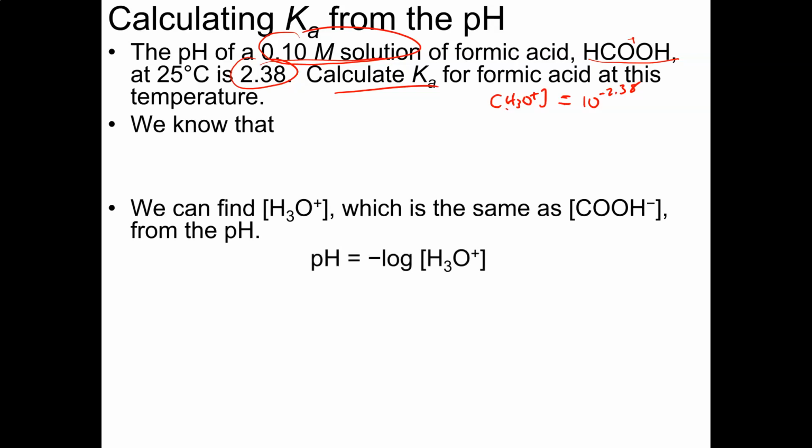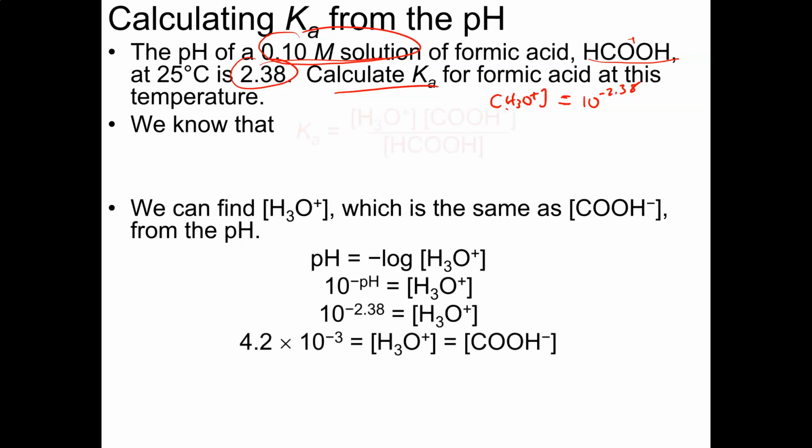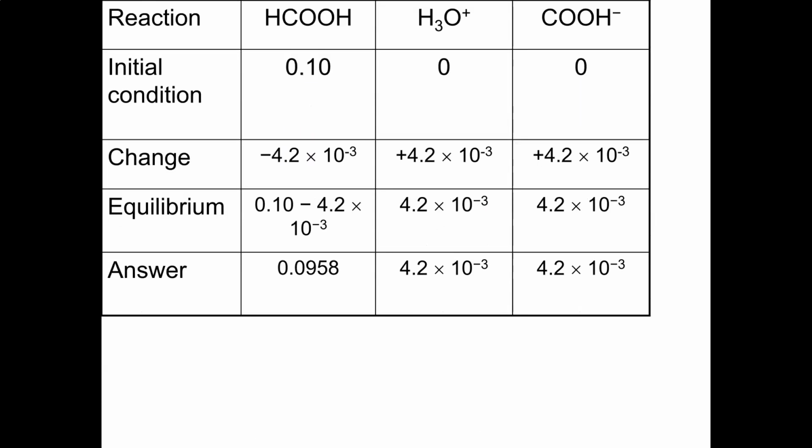All right, so we know we can find H3O+, which is the same as CHO2-, from the pH. Notice how I rearranged it. There's my number. So that's the concentration of H3O+, and it's the concentration of the anion as well, CHO2-. Plug and chug, 0.1. I'm going to plug in the numbers instead of x's because I actually have values for this. That's what x is equal to, so I just plugged it in everywhere. So here are my three numbers.